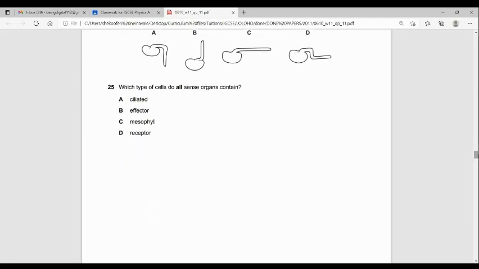Which type of cell do all sense organs contain? Sense organs are not ciliated, of course. Cilia are hair-like structures projected from the cell membrane of the cells. They can be found, for example, in the respiratory system. An example of ciliated cells can be found there, and they help to sweep out the mucus and bacteria or any unwanted material from your respiratory system before they harm you. So B, effector, is the next one. That can be, for example, any kind of muscle, or any kind of gland.